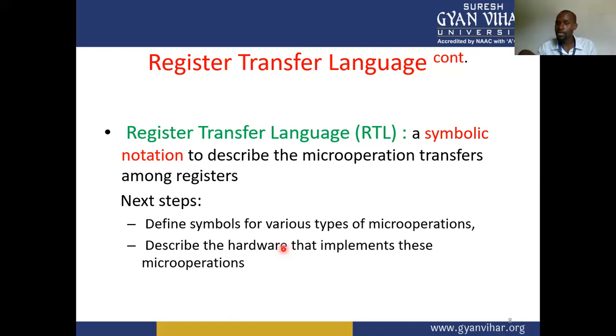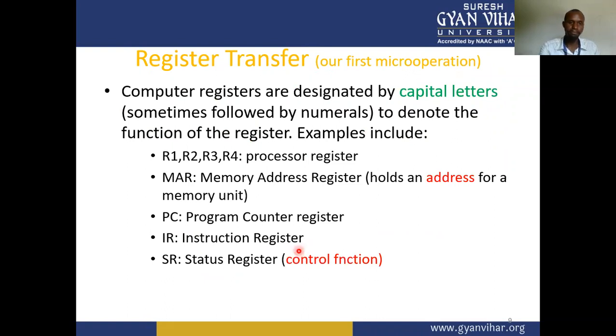Now, like we mentioned before, what a register transfer language is. So this language uses symbolic notation. Okay, so that means symbols are basically used. Now, the next steps that we are going to look at are: one, how to define symbols for various types of micro operations, and to describe the hardware that implements these micro operations. Now, we've mentioned symbolic notations, symbols. Now, let us first understand what this register transfer is and what these symbols are.